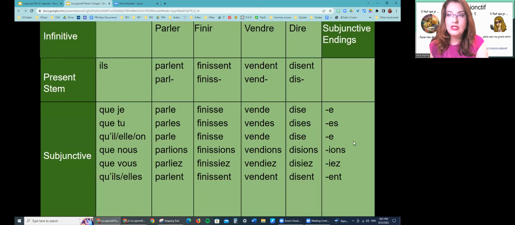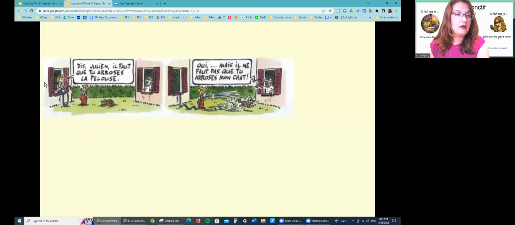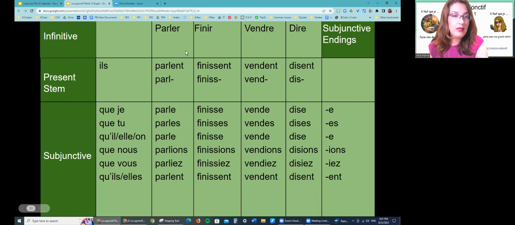So here's the chart in another form. We have the infinitive, the present, the present stem and the subjunctive. The present stem of ils, for instance, and we have the subjunctive ending. So here we have parler, finir, vendre, et dire. Dire is to say, right?